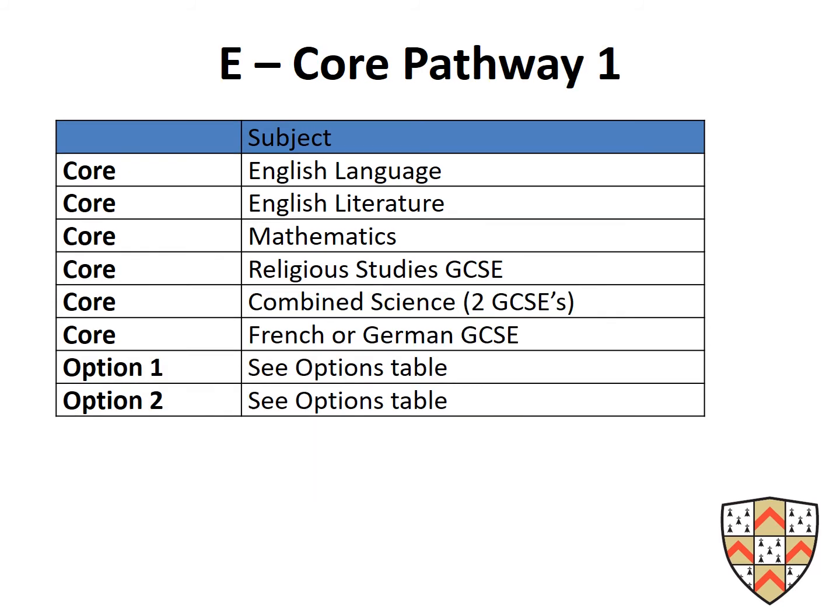The E pathway. The majority of students follow the E pathway. Here they do combined science. It still involves biology, chemistry and physics, but the courses are studied and amalgamated to make 2 GCSEs as opposed to 3 separate GCSEs. All students on the E pathway will do French or German GCSE, and they'll have 2 further options.